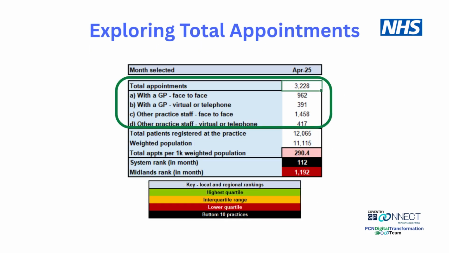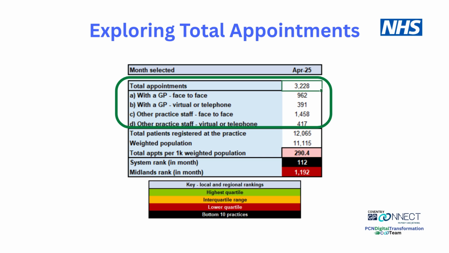Step 3. Exploring total appointments. The next panel provides total appointments for the selected month. It starts with the top line figure for total appointments and breaks it down into GP face-to-face, GP virtual or telephone, other practice staff, face-to-face, virtual, or telephone.